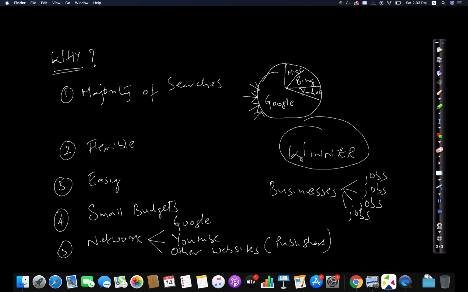All right, so this is the why part of it. Let's do a quick run through of what factors make people consider advertising on Google. The majority of searches happen on Google. It is one of the biggest search engines, a major shareholder in terms of market size. A lot of people search on Google every day. So the majority of searches coming from Google means that businesses would obviously be prone to advertising more on Google because a lot of people come to this website. It's flexible, it's easy. You can start off small. You don't have to invest, let's say, hundreds of millions of dollars to start with.